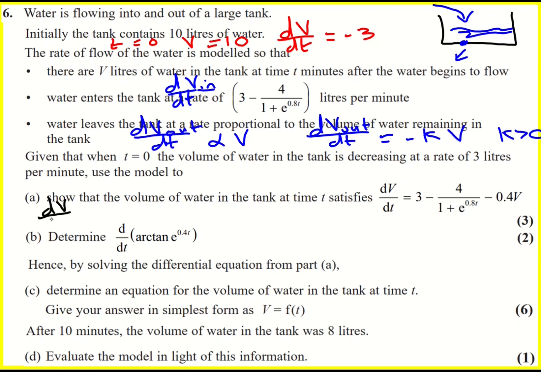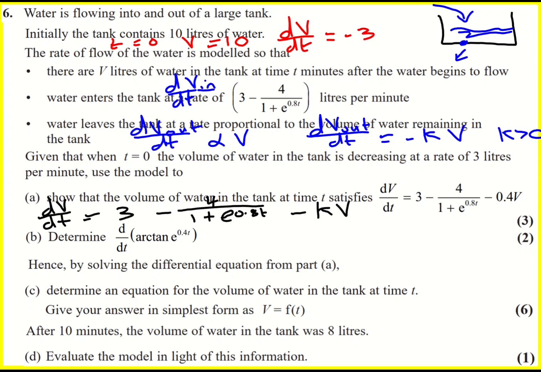So dV by dt will be the sum of dV in by dt and dV out by dt. So I'll get 3 minus 4 over 1 plus e to the 0.8t. And then I can write minus kV. And if you end up writing plus kV, it's not going to matter. k is just going to be slightly different for both of us if that happens.